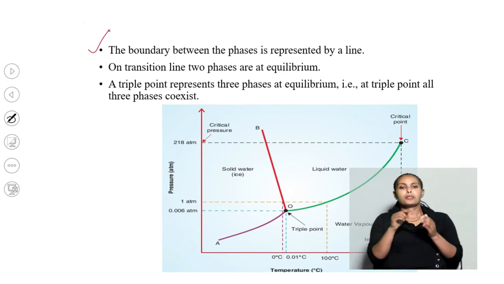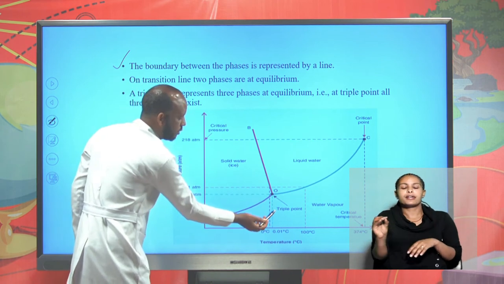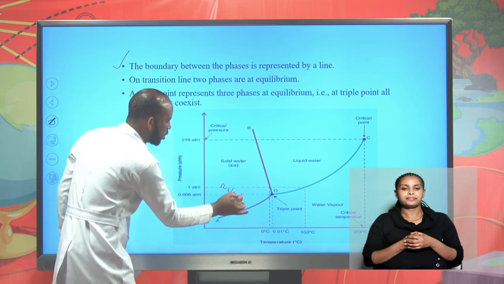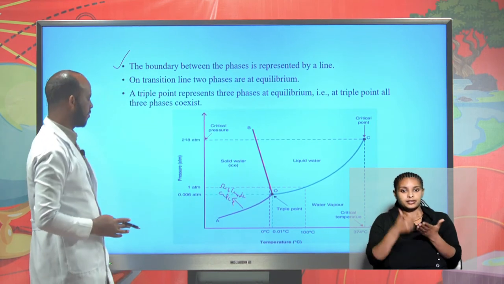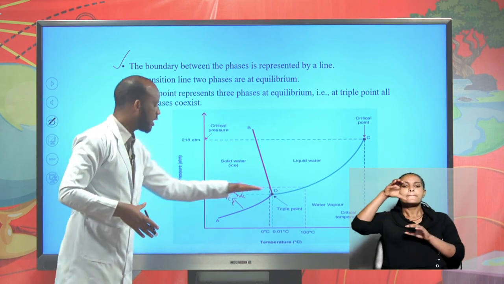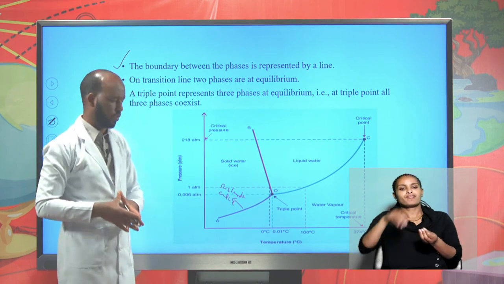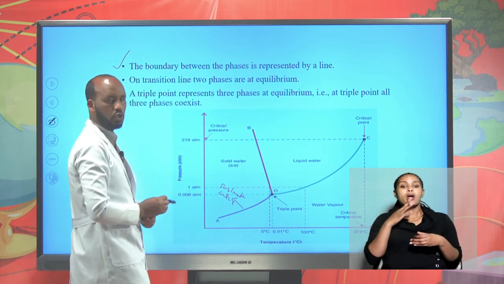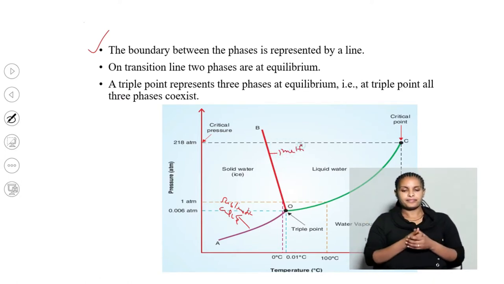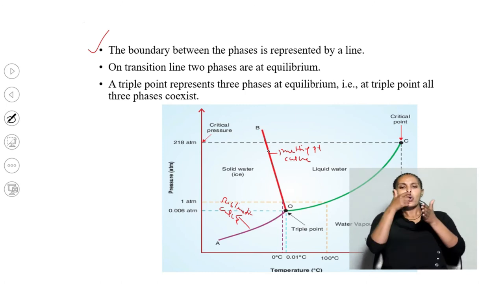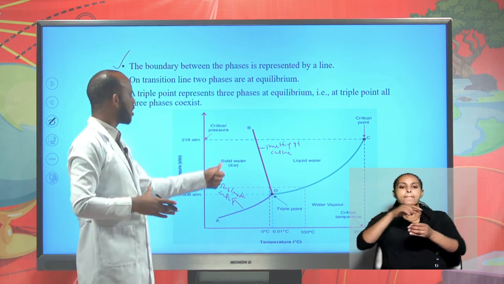The boundary between the phases is represented by a line. The boundary between ice and water vapor is the sublimation curve. This curve has a positive slope. What does this mean? As pressure increases, sublimation of ice also increases. The boundary between solid water and liquid water is the melting point curve. This curve has a negative slope. What does this mean? As pressure increases, the melting point of ice decreases.